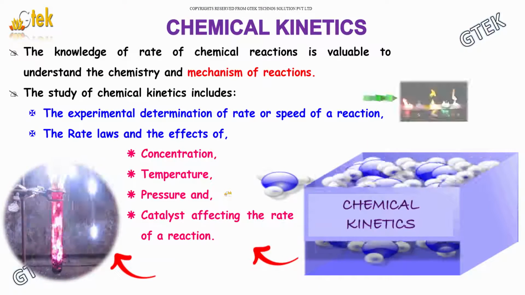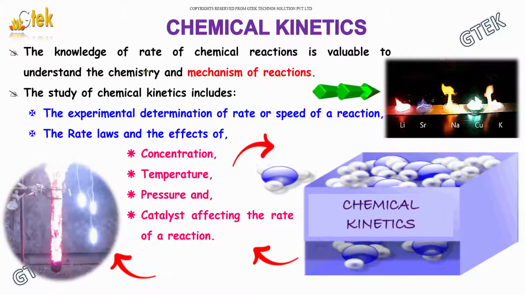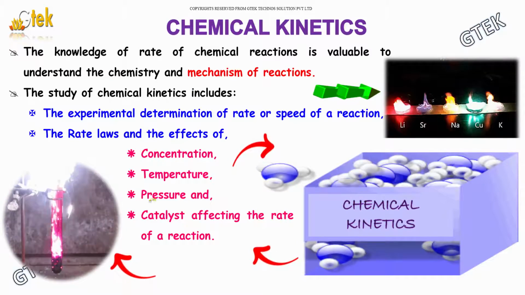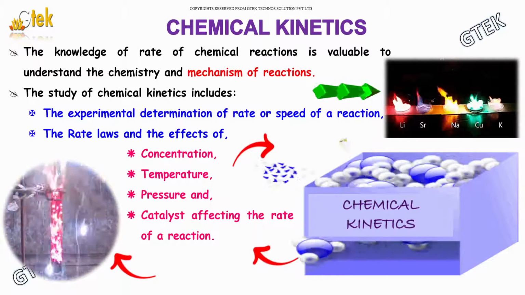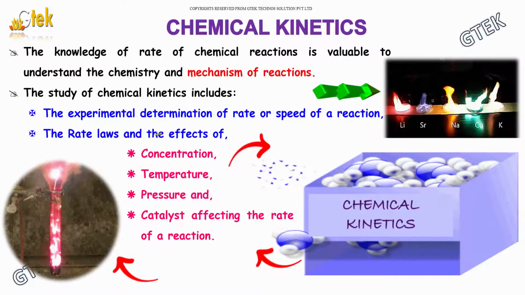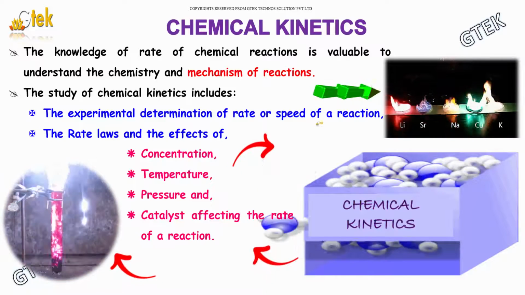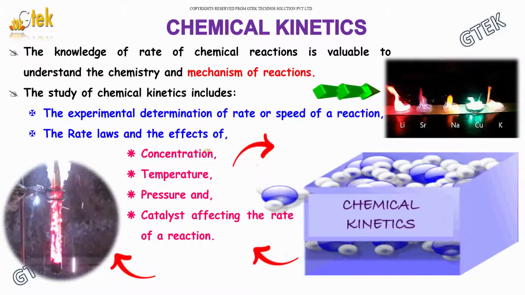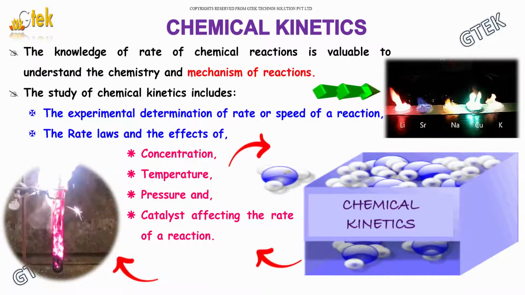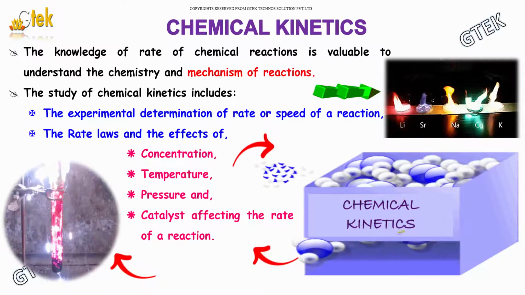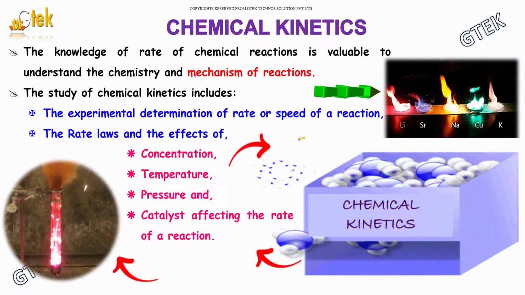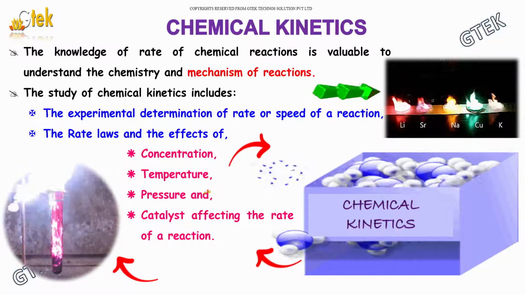So, chemical kinetics. The knowledge of the rate of a chemical reaction is valuable to understand the chemistry and mechanism of reactions. The study of chemical kinetics includes the experimental determination of the rate or speed of a reaction, the rate law, and the effects of concentration, temperature, pressure, and the catalyst on the rate of the reaction. These areas I am going to discuss now.